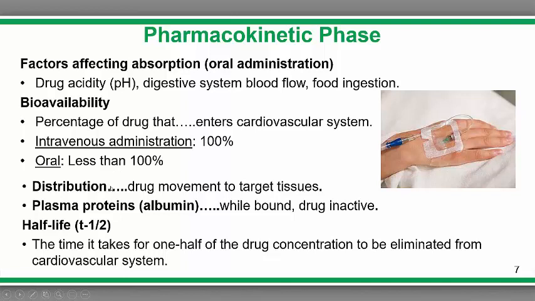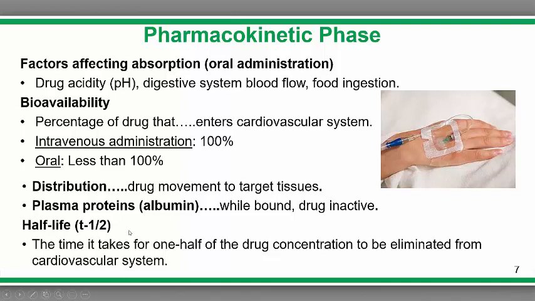In terms of distribution, distribution refers to the movement of the drugs to the target tissues once those drugs make their way into the cardiovascular system. One mechanism of transporting drugs is by chemically binding to plasma proteins. The most abundant is a protein called albumin. Now, it's important to know that while that drug is bound to albumin, it is considered to be inactive until the dissolved drugs in plasma will leave plasma and enter the target tissues.